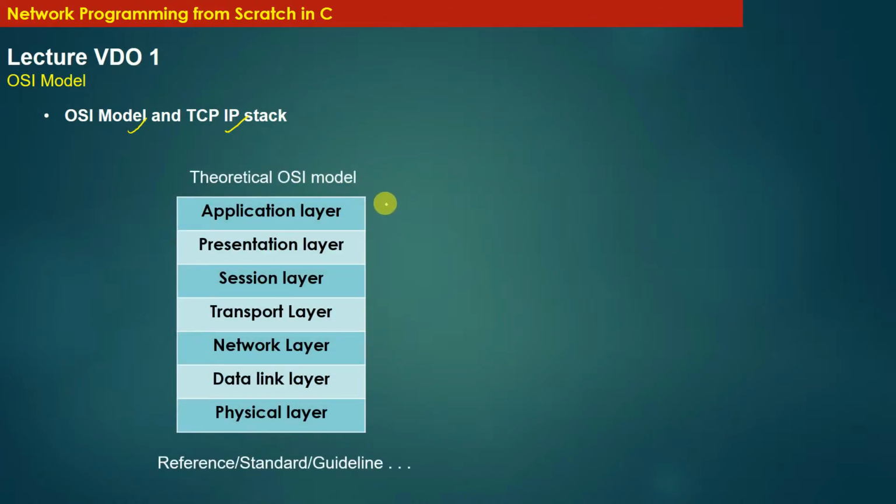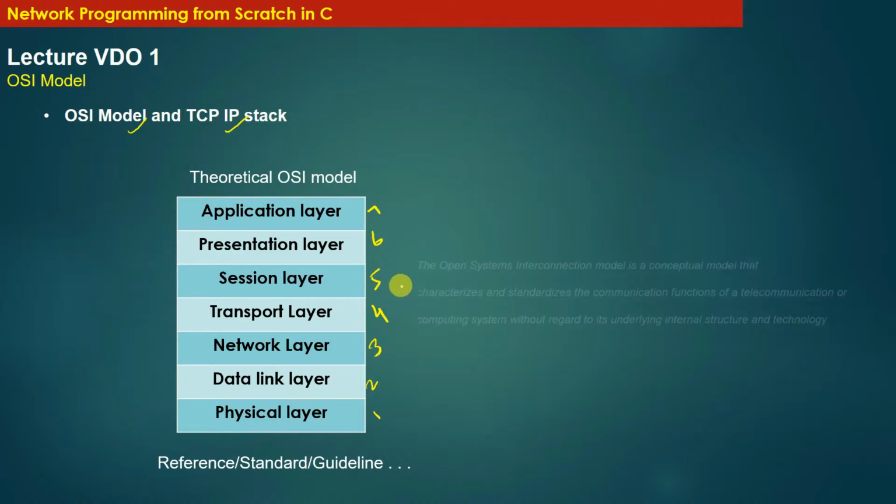The diagram shows the layer diagram of the OSI model. You can see that the OSI model comprises 7 layers. Layer 1 is the physical layer, layer 2 is the data link layer, layer 3 is the network layer, 4 is the transport layer, 5 and 6 are the session and presentation layers, and 7 is the application layer.